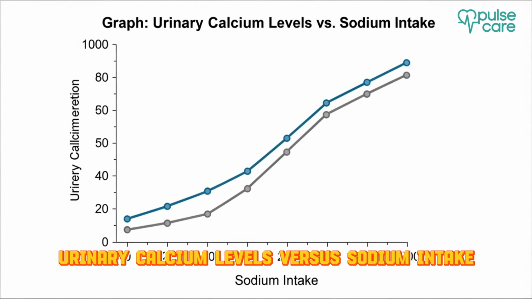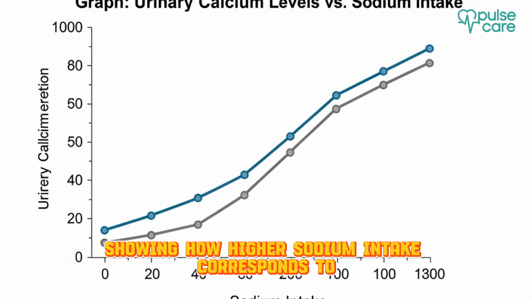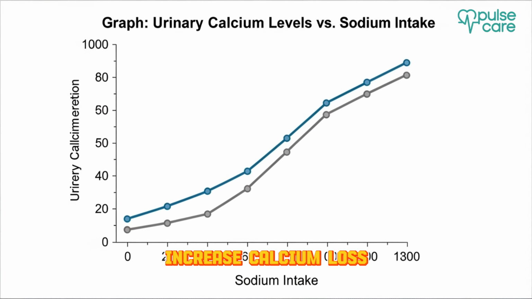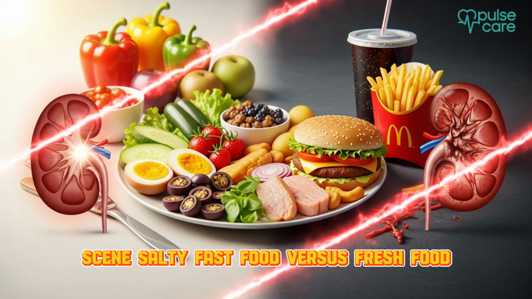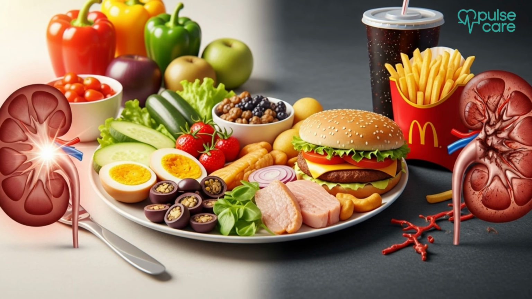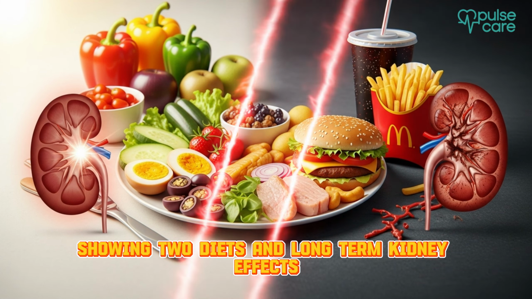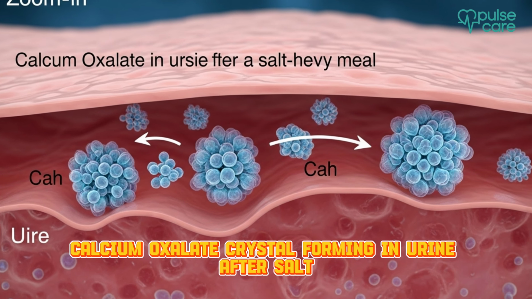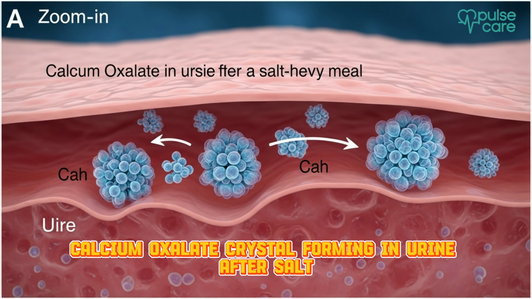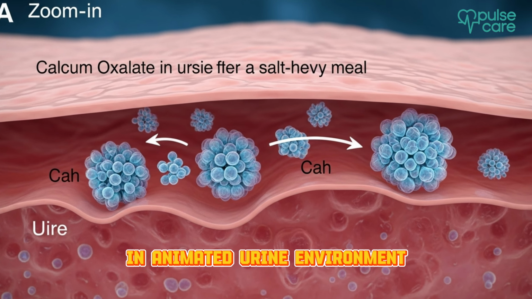Graph, urinary calcium levels versus sodium intake line graph, showing how higher sodium intake corresponds to increased calcium loss in urine. Scene, salty fast food versus fresh food. Kidney health comparison split screen showing two diets and long-term kidney effects. Zoom in animation: calcium oxalate crystal forming in urine after salt-heavy meal. Particles clumping together in animated urine environment.